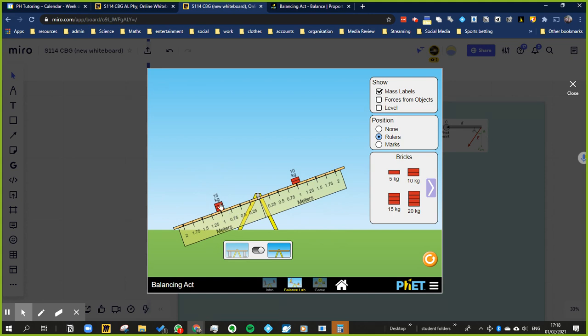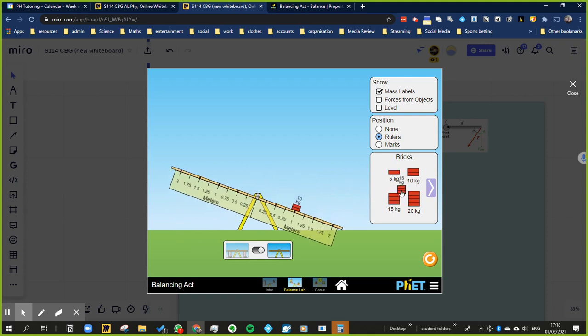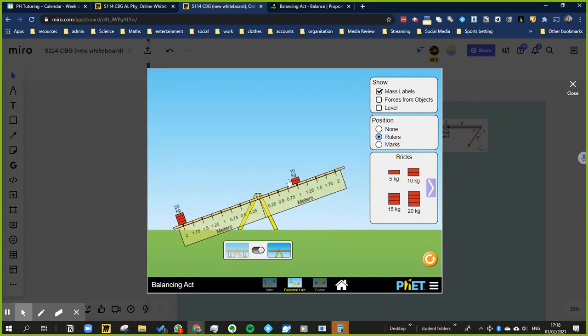So you don't need to keep the distance and the force the same. You just need to keep the product of the distance multiplied by the force the same, which is what we did earlier on. So we got the 20 kilos and we placed that at 2 meters.